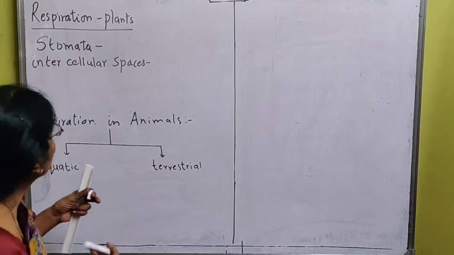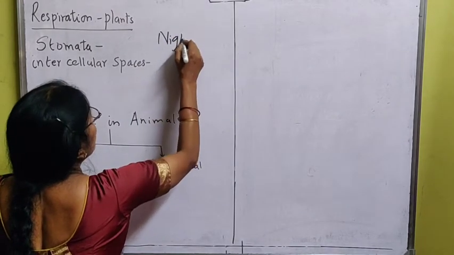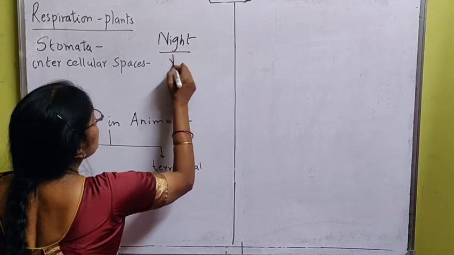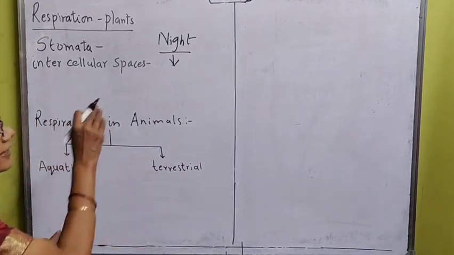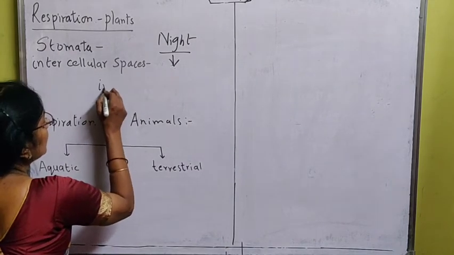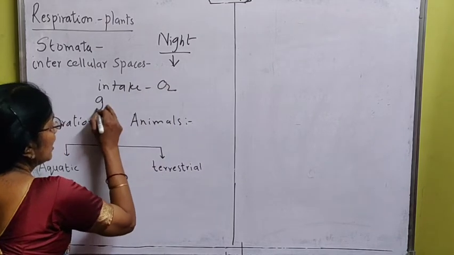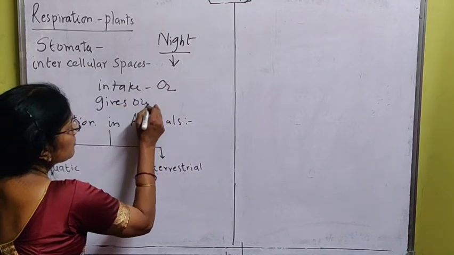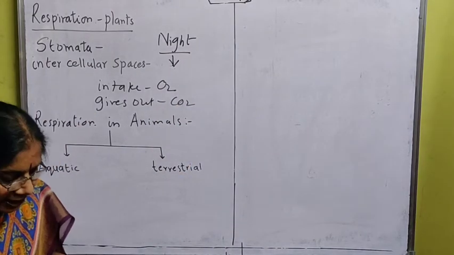So the respiration in plants takes place during which time? In the night time, when photosynthesis is not taking place in the plants. At that time it will respire. What will it do? Intake. What does it intake? It intakes oxygen. And what does it give out? It gives out carbon dioxide, same as other living beings.